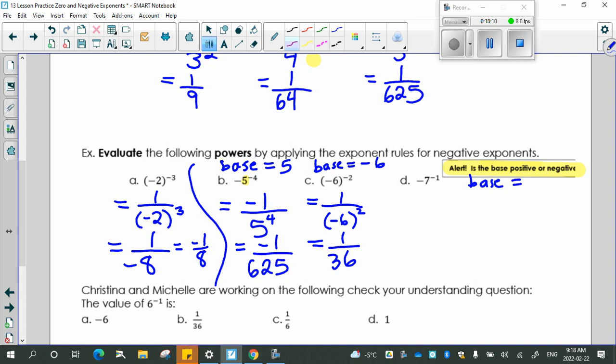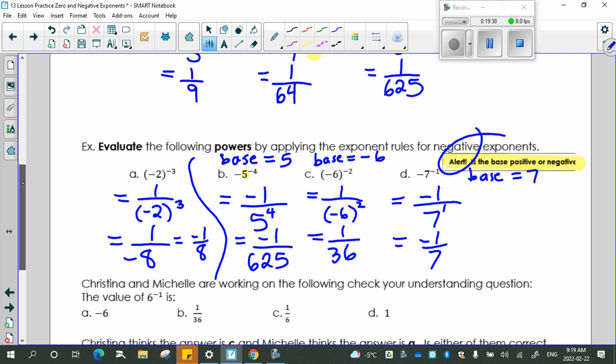No brackets again, so the base is 7. So we leave the negative on top with the 1, 7 to the positive 1 in the bottom, which is just -1/7. Okay, so that alert there is really important. If there's brackets, that's telling you what the base is. If there isn't brackets, then it's just the number right before the exponent that is the base.